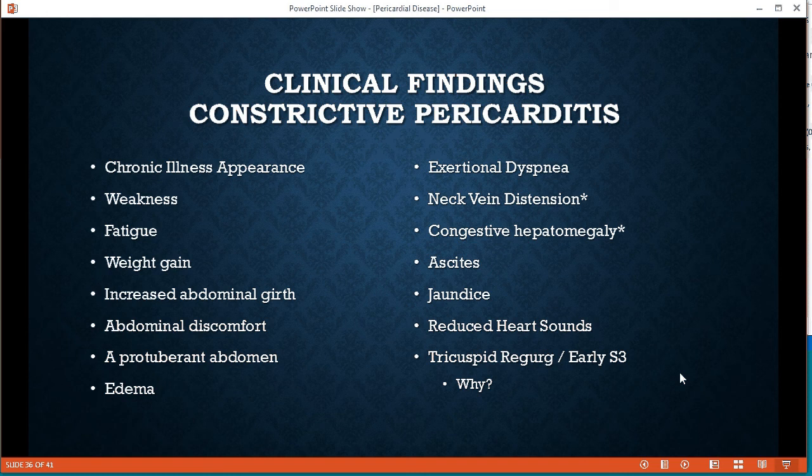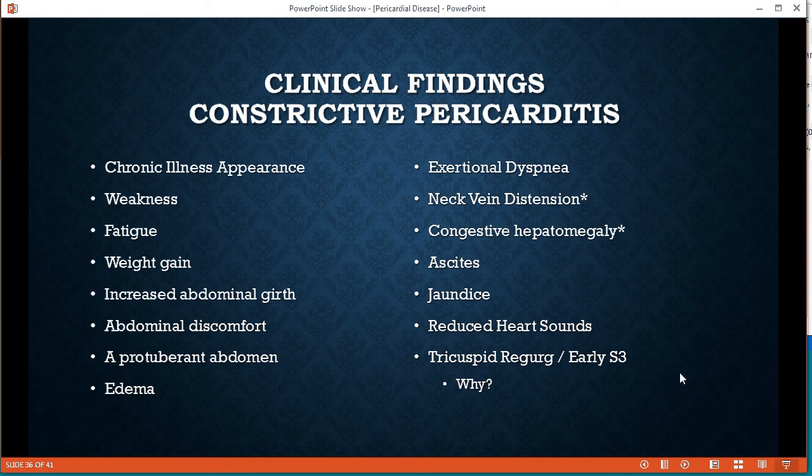Clinical findings, you're going to see more chronic systemic findings where you have fatigue from decreased cardiac output. You're going to have weakness, that chronic illness sort of appearance because they just don't have the blood flow to really meet their needs. You may see a weight gain associated with this, increased abdominal girth, a protuberant abdomen, exertional dyspnea because of the limitations on ventricular filling and output. You may see neck vein distension and congestive hepatomegaly.